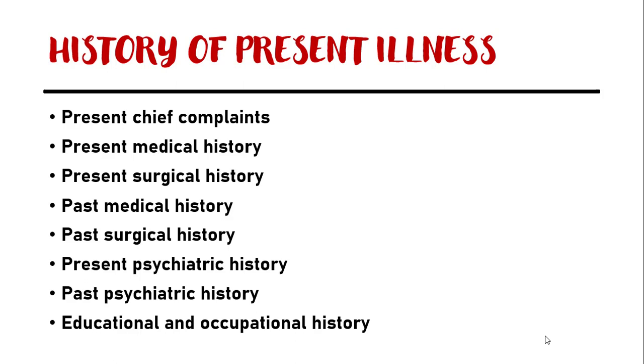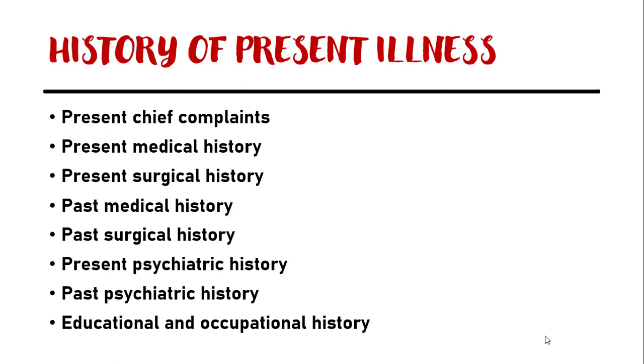Same thing again. If there is any past medical history and past surgical history, you have to specifically mention it under this past medical and surgical history. And if there is no past medical and surgical history, you can write no significant history of past medical history and no significant history of past surgical history.